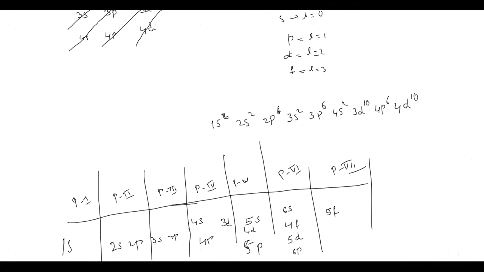Suppose I am taking the 20th element. What is the electronic configuration of the 20th element? 1s2, 2s2, 2p6, 3s2, 3p6, 4s2. Here, up to the 10th element. In the same way, check the 13th element. Up to 20 is common.